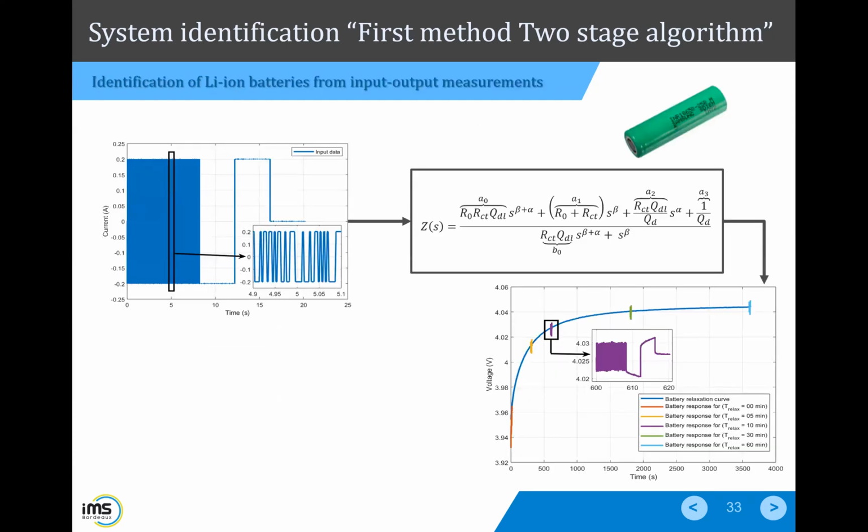So after that we tried to apply this algorithm on real data. We got this real data from an experimentation using the same input as in the simulation. As you can see here, the outputs are for different time responses, and the blue curve is the relaxation time of the battery.